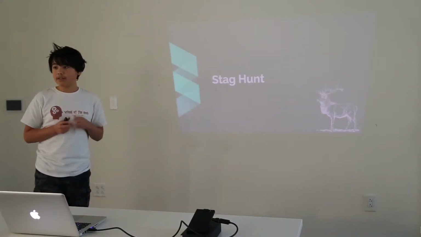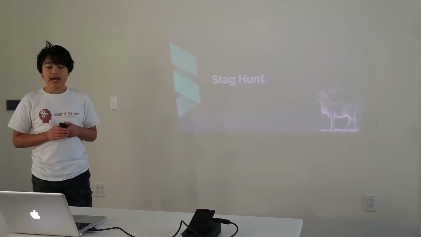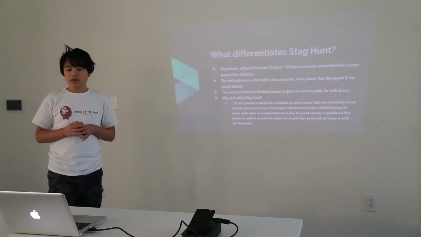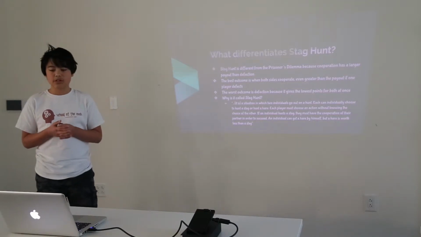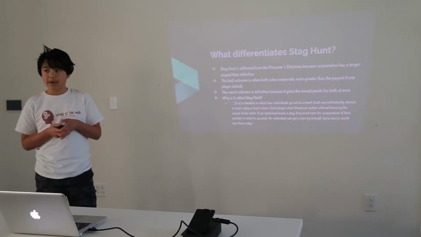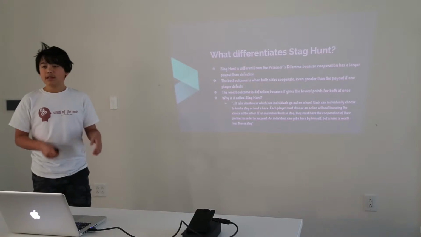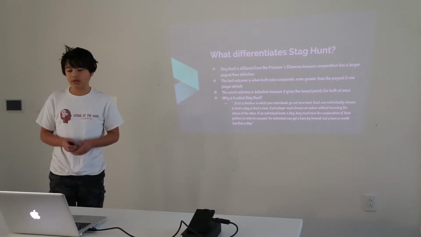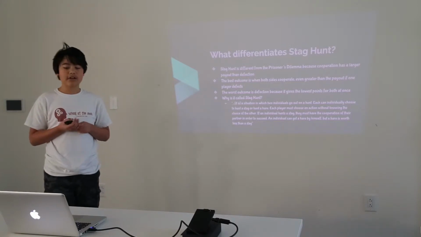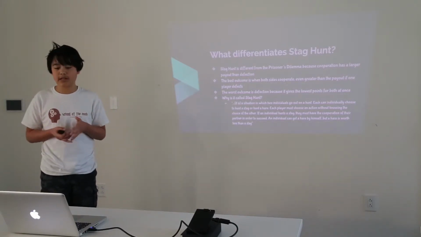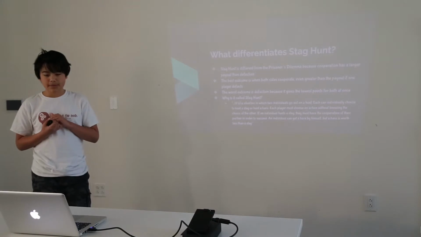So here we have another game. This one is called Stag Hunt, and it's extremely different. So what differentiates it? Stag Hunt is different from the prisoner's dilemma because cooperation has a larger payout than if one side defects. The best outcome is when both sides cooperate, even greater than the payout if one player defects. The worst outcome is double defection, because it gives the lowest points for both at once.